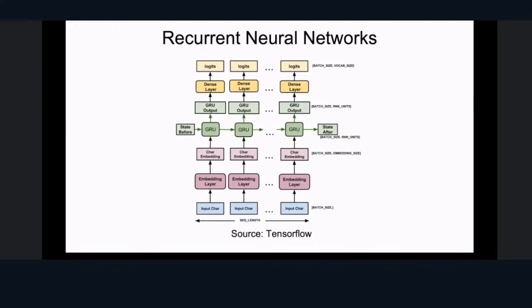For instance, we have input characters. This is taken from TensorFlow, and then we feed it to an embedding layer. It can be a Word2Vec or something like that, and then we get the embedding and we feed it to the recurrent cell. It is called GRU here. Don't worry about it. It's just another recurrent cell. And then you feed the output of that cell to the next cell again. And then you also feed the output of that cell into the dense layer, which is like a classifier layer, and you get the outputs.